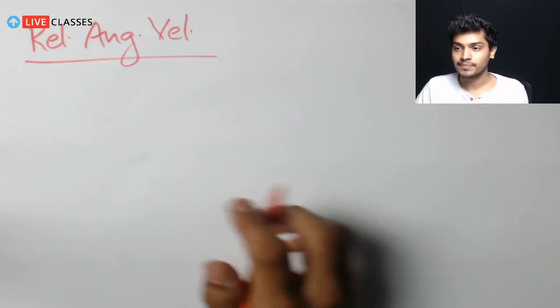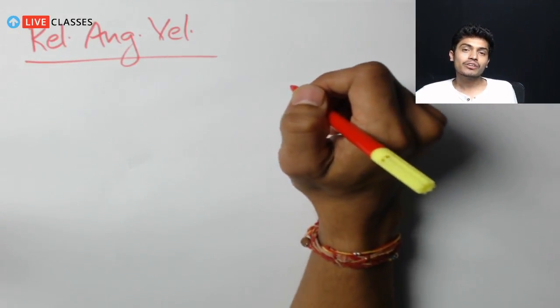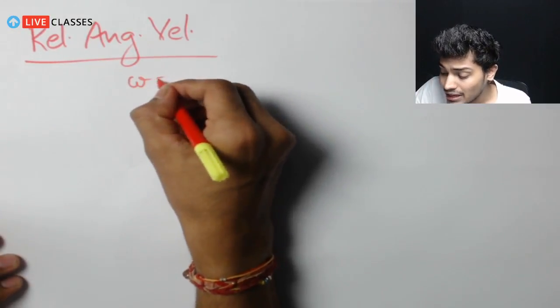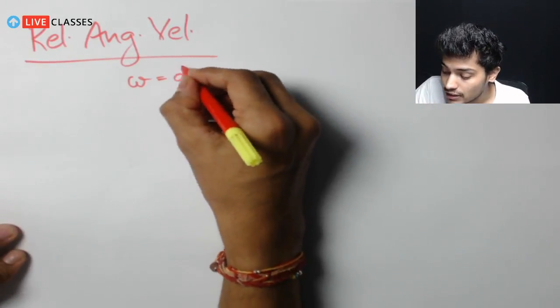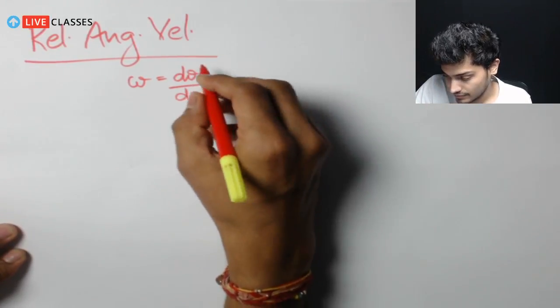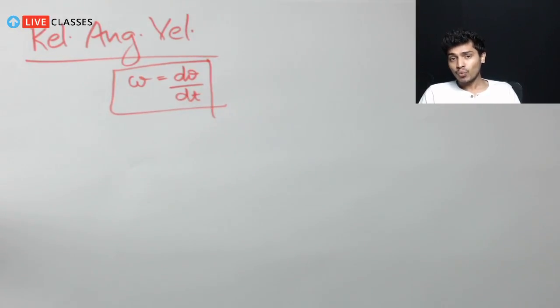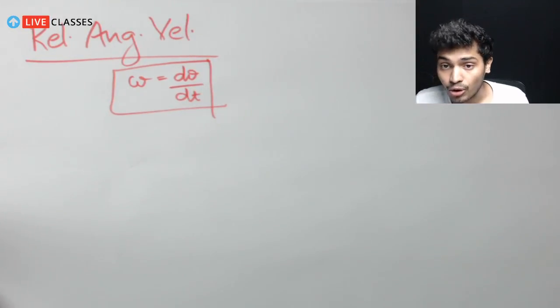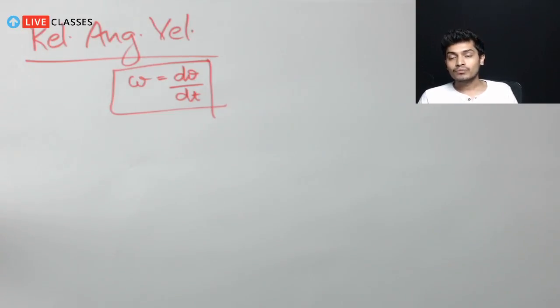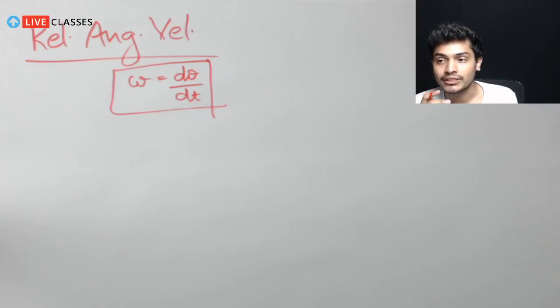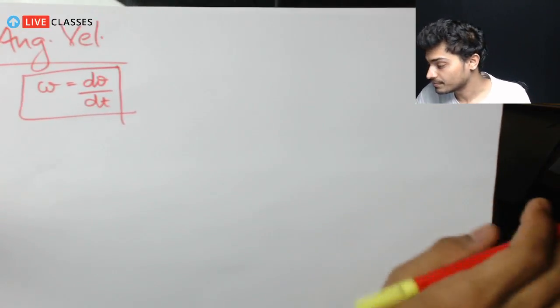Relative angular velocity. First of all, what is angular velocity? Angular velocity, as we know, is nothing but the rate of change of angular displacement. But do you know one thing, this angular velocity also depends on the point of observation. It varies from point to point. For example, let's see this example.